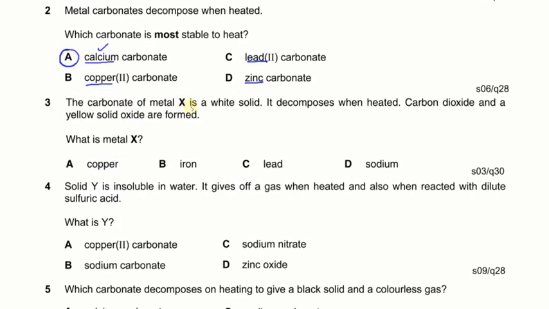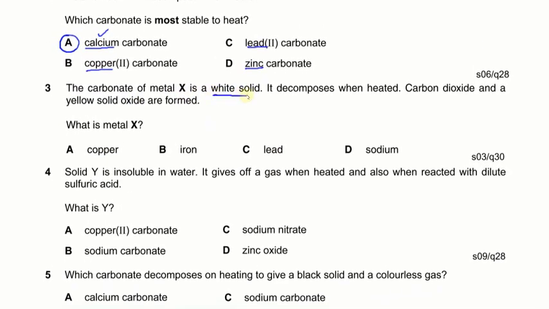The carbonate of metal X is a white solid. Okay, white solid. It decomposes when heated, giving carbon dioxide and a yellow solid. The only oxide that has a yellow color is lead oxide. You should know that lead oxide is yellow in color. Copper oxide is black, iron oxide is red brown, sodium oxide is white.